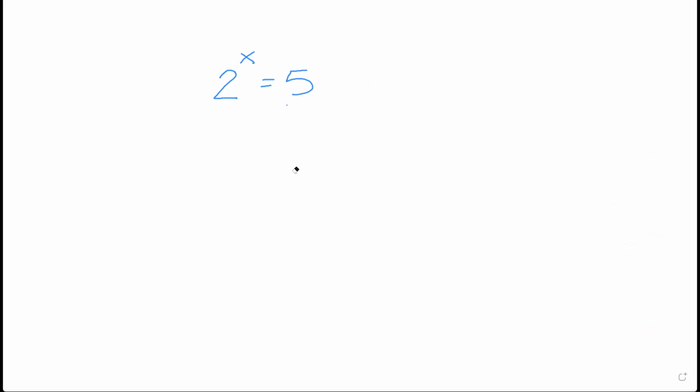But this function we can solve in the real numbers, because log base 10 of 2 is going to be this long, nasty, irrational number. I'm just going to tell you that right now. Because we're asking 2 to what power is equal to 5. Obviously 2 squared is 4 and 2 cubed is 8, so it's somewhere between 2 and 3, and that's all we know.